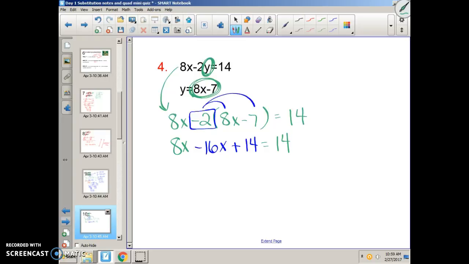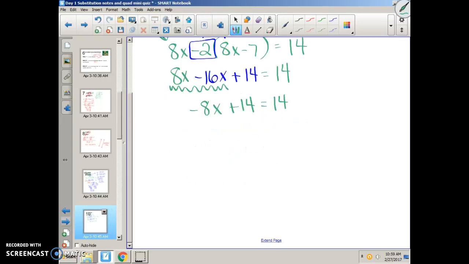All right, start to combine our like terms. I see 8x minus 16x, negative 8x plus 14 equals 14. Don't panic with this next step, okay? Don't panic. Subtract 14. You get negative 8x equals 0, which is okay. You can have it equal 0. Do not panic when you see that.